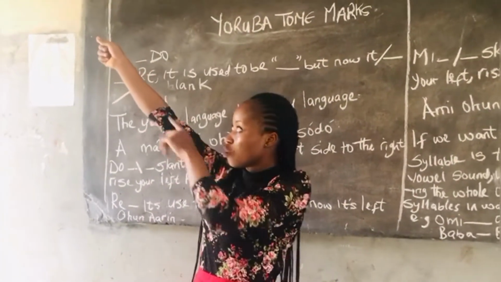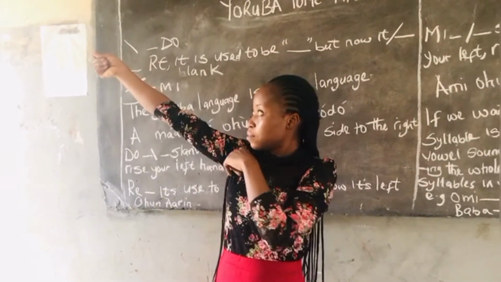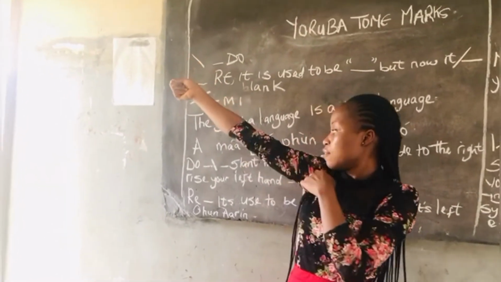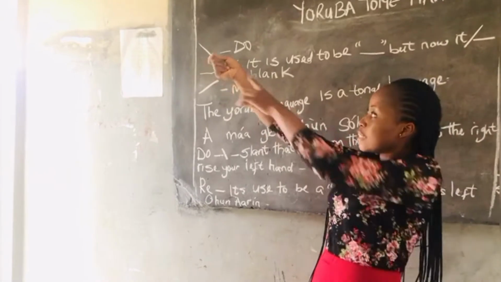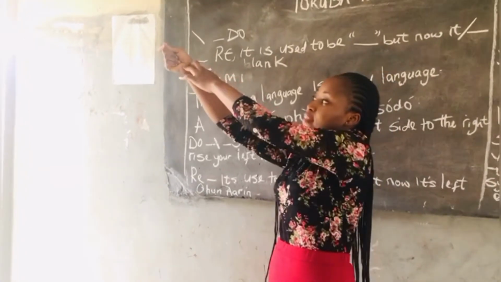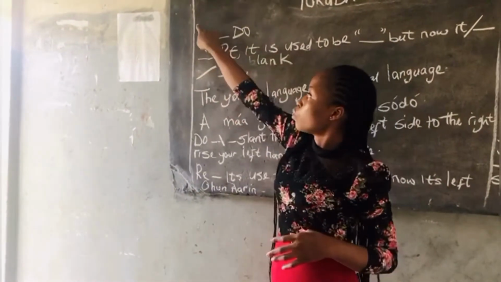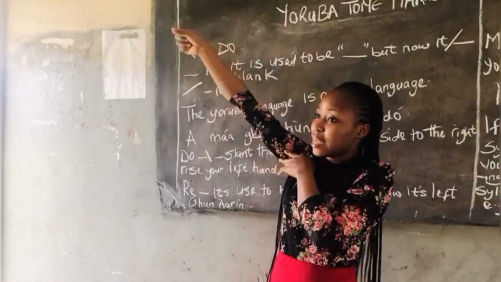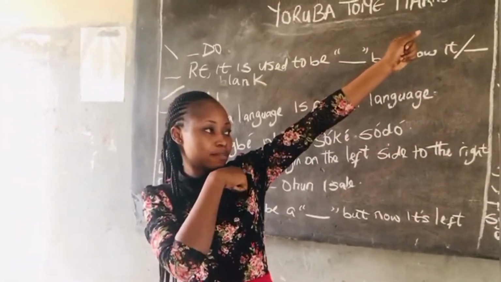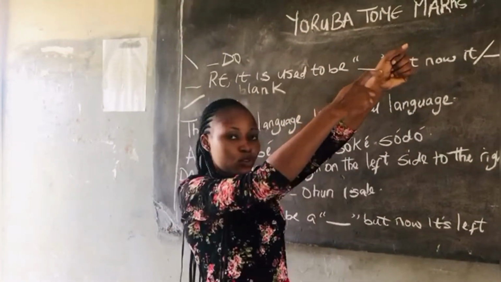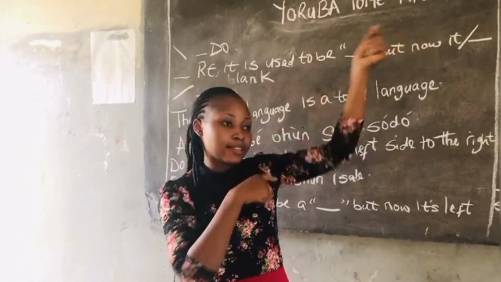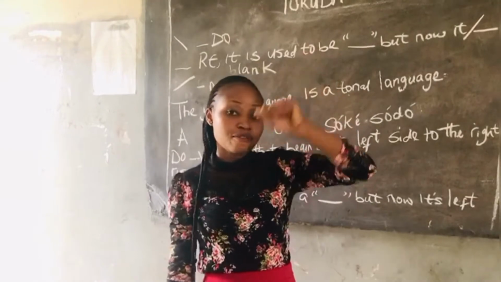If you want to say do, this is your right hand. You come from the right side to the left side. Or if you want, from the left to the right. If you want to say mi, it is from the right hand to the left, or from the upper part, from the left to the right. Your right hand is do. Your left hand is mi.